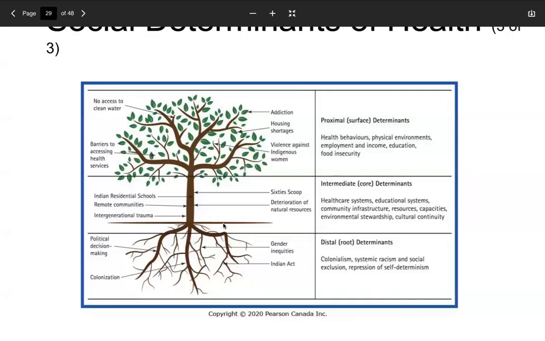We also need to know about this stuff so that we can advocate for change, right? Not just for individual clients, but advocating for policy changes and systems changes that are going to impact the Indigenous community as a whole. And we also need to know the different layers so that when we work in partnership with Indigenous communities, we can help promote self-determination and healing.